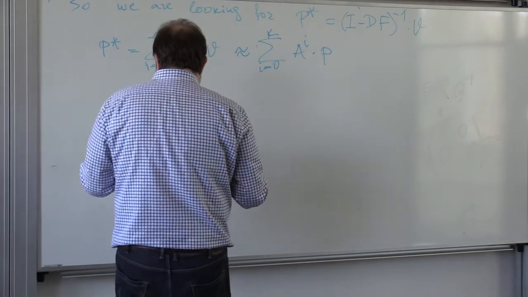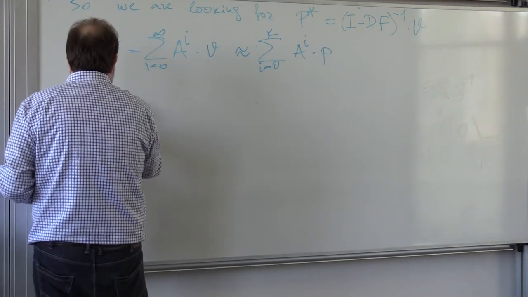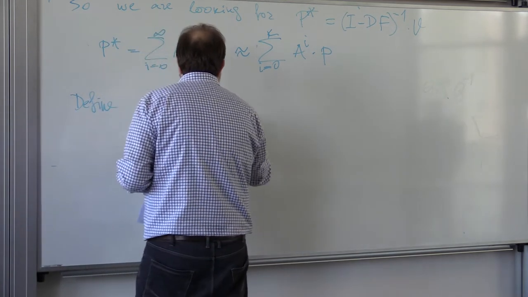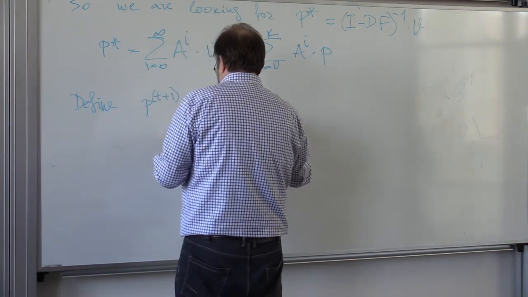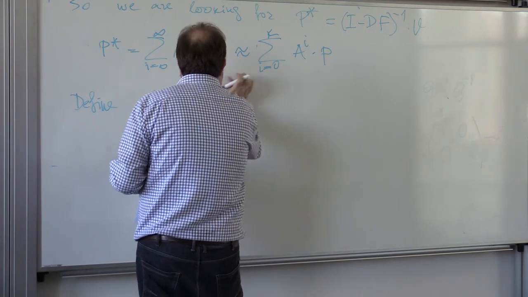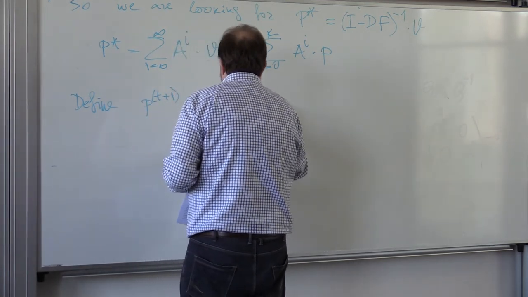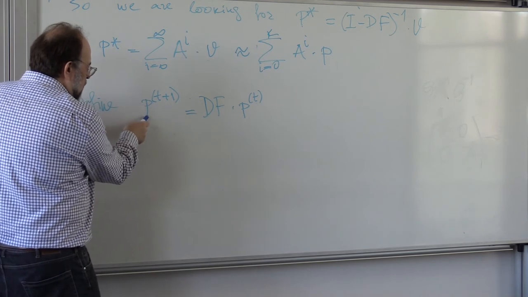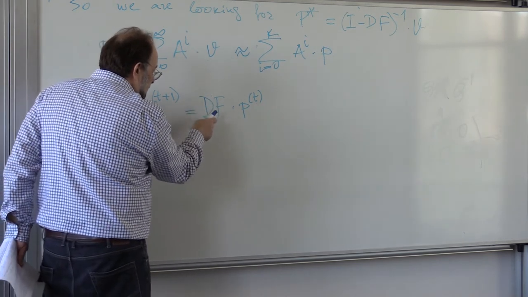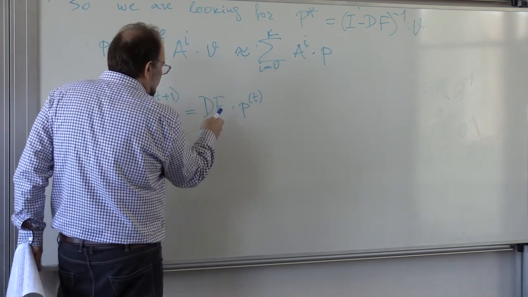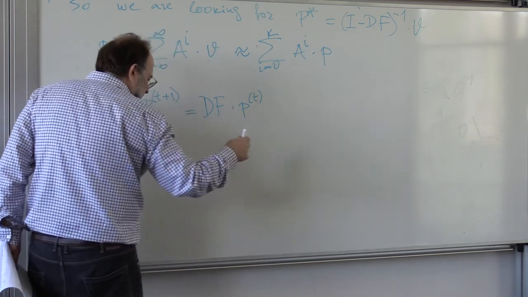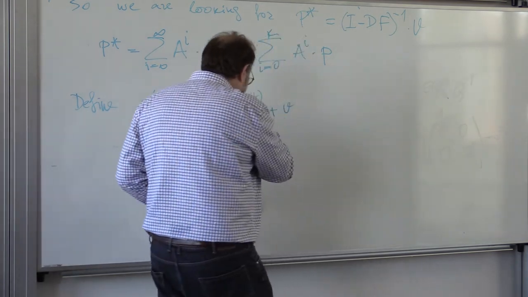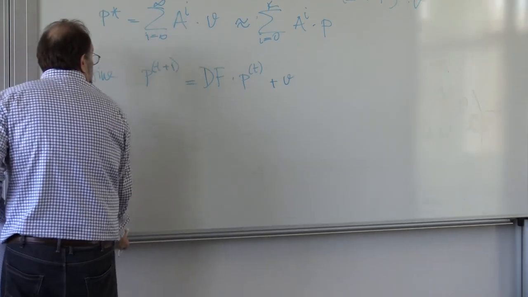So let us define P iteration T plus 1 equal to DF times P iteration T, plus V. You remember what we did? That's precisely what we did in PageRank. The PageRank iteration was a product of the Google matrix times the previous iteration of the PageRank. Plus, here we have to add the vector V.